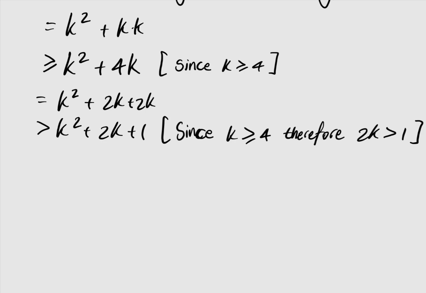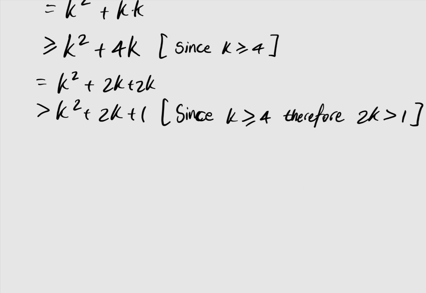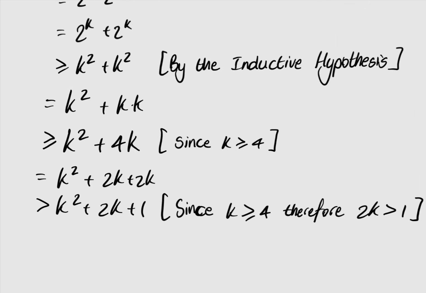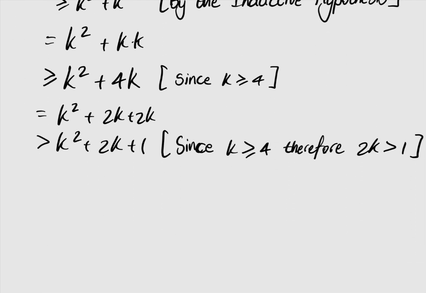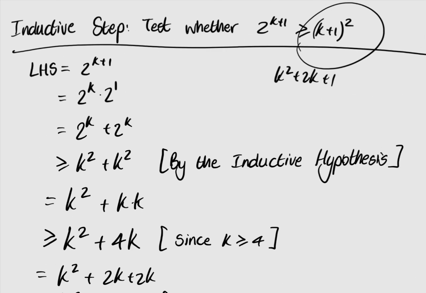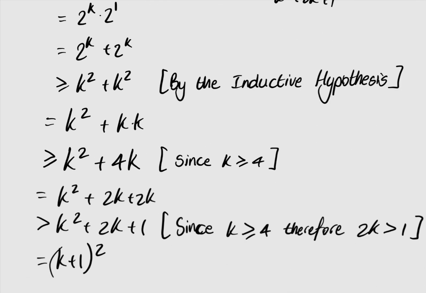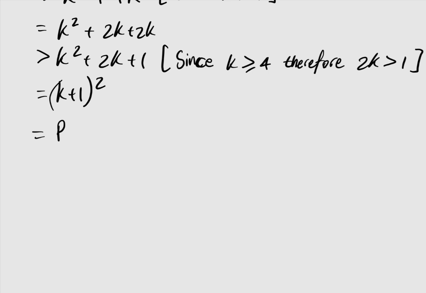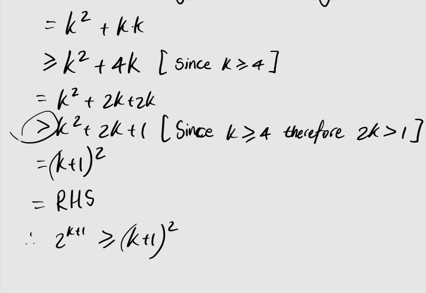So it requires a lot of practice, and also, if I'm being honest with you, I would have never thought of this myself. I saw it in a question paper memo one time, and I said, oh wow, that's cool. And that's where I learned the technique. Anyway, you want to simplify because you want to get this term here, and then that's equal to the right hand side. Therefore, we can say 2 to the k plus 1 is greater than or equal to k plus 1.